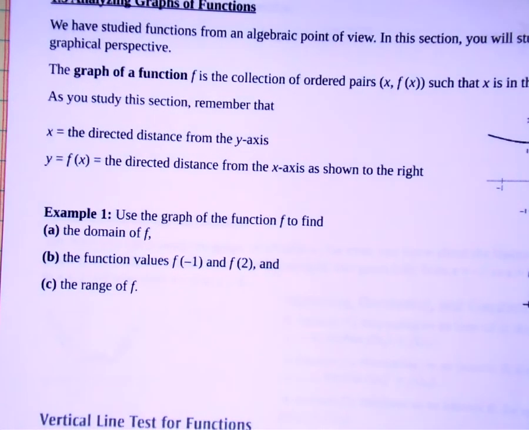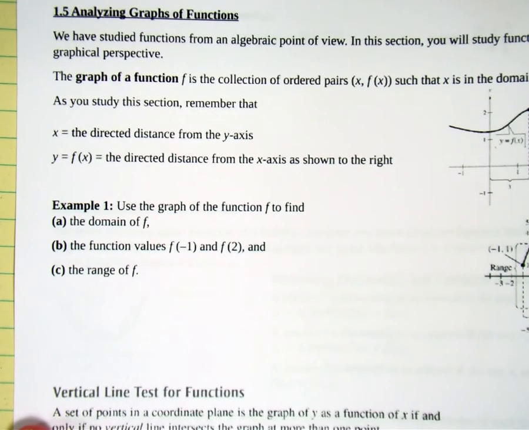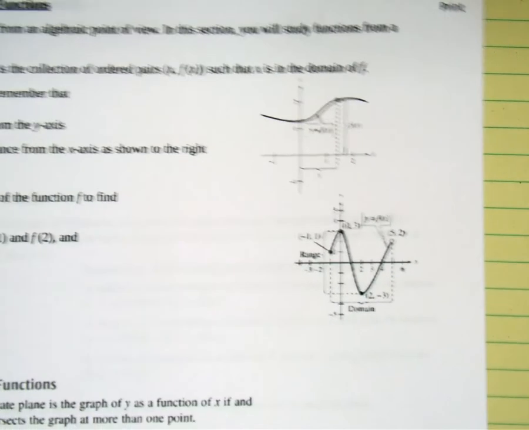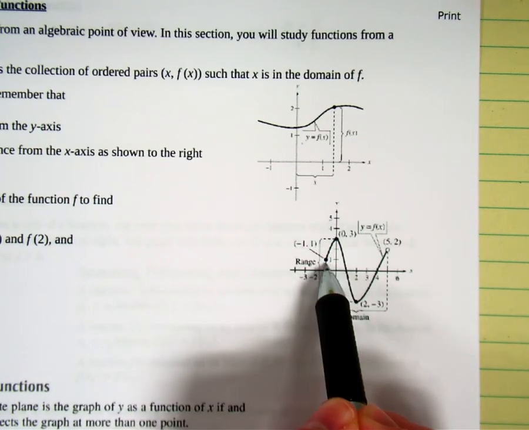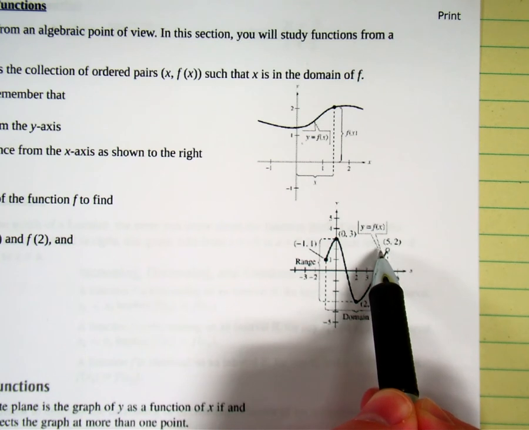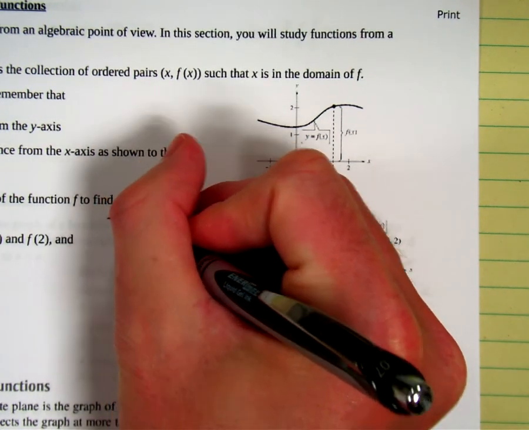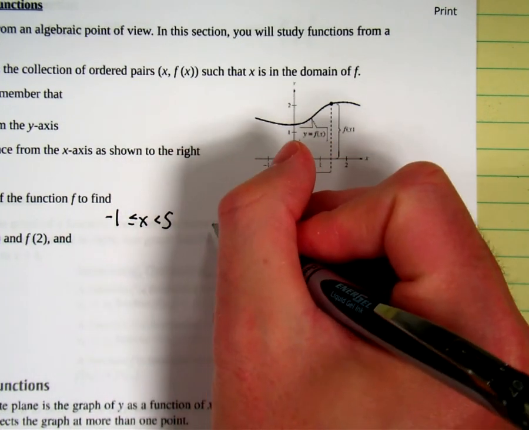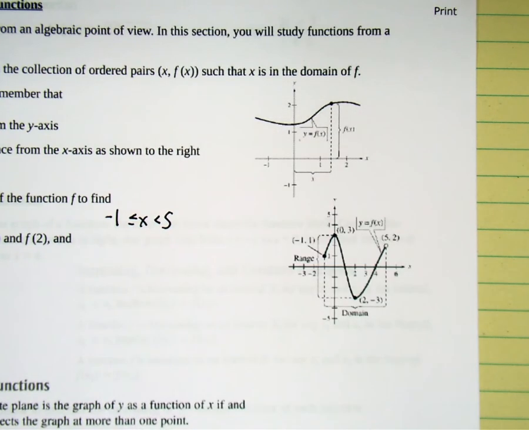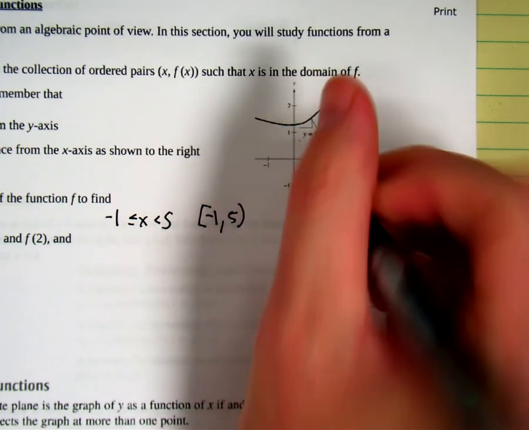Example 1, what is the domain of this graph? Find the function values for f of -1 and f of 2, and then let's talk about the range. Domain, x's, left and right. We're going from -1 included, solid dot, up to +5, not included, open dot. How can we write that? -1 less than or equal to x is less than 5. In interval notation, we can go with bracket -1 comma 5 parenthesis.